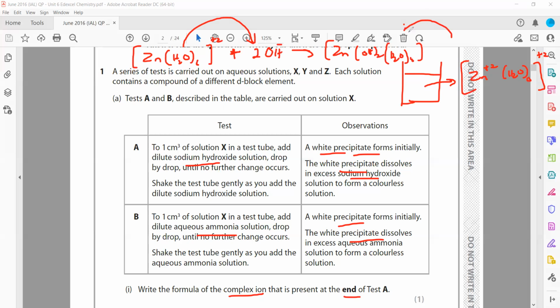But when we add more, because zinc hydroxide is amphoteric, it can further react with alkali. So what will happen? More protons will be lost. What will be the formula of the compound? It will lose two more protons, so it will become [Zn(OH)₄]²⁻ with water also there. So this is the formula of the complex: zinc is +2 and this will be −4, so the overall charge will be −2. Is it clear how we work out the formula of a complex ion?